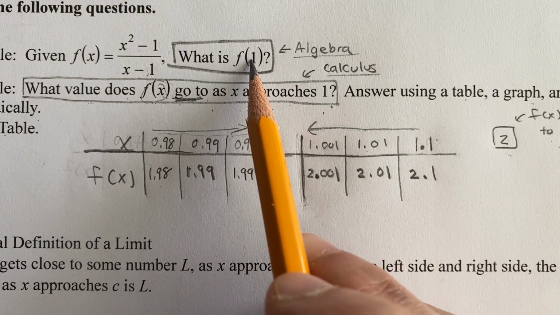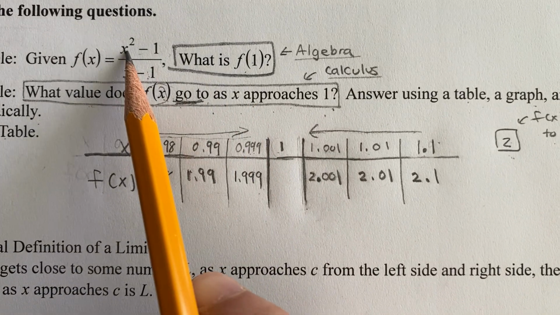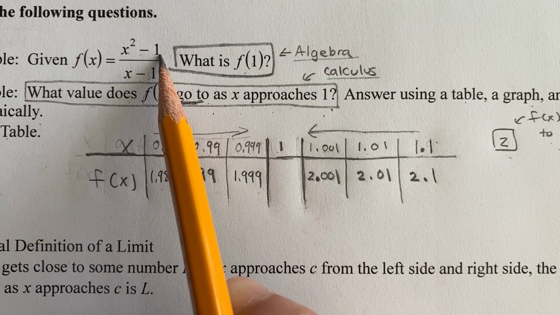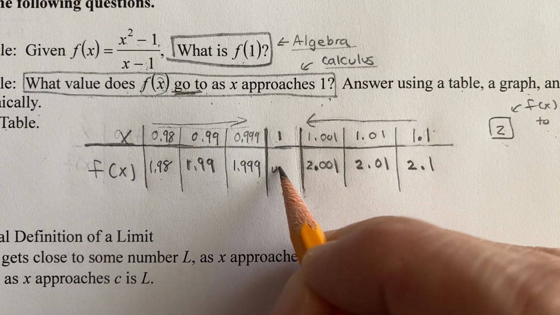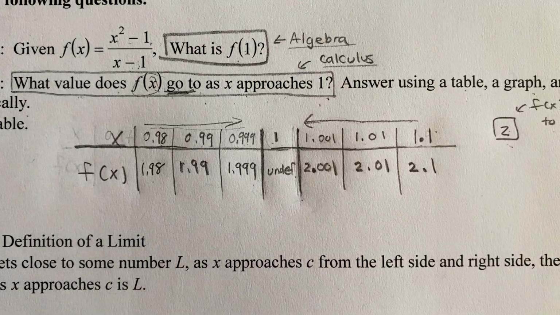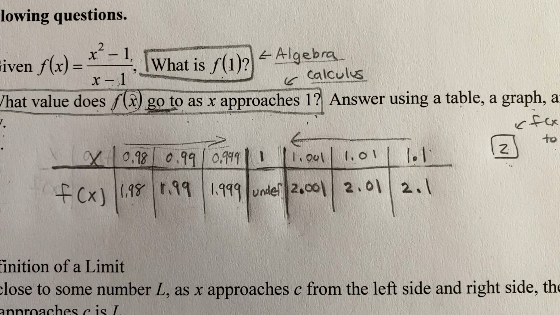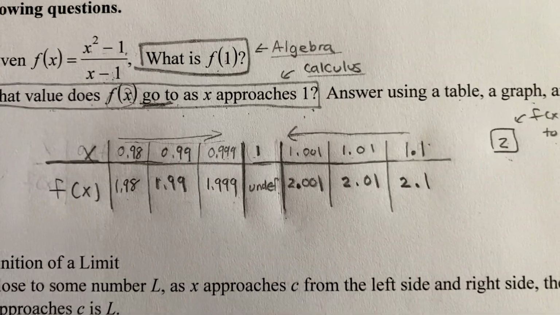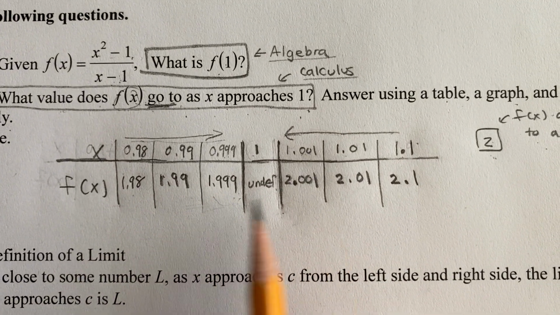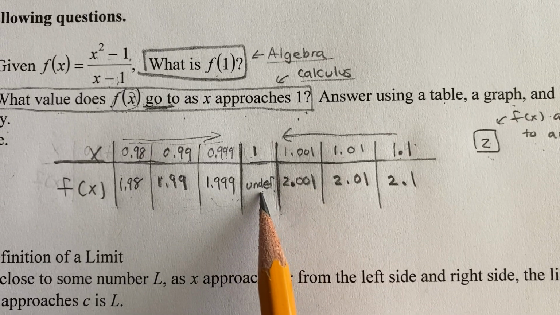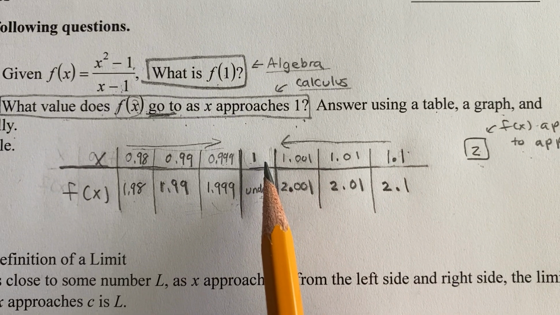Now, to answer the question, what is f of 1? Well, if I ask you the value of f of 1, 1 squared minus 1 is 0, and 0 divided by 0 is undefined. So you don't know the value of f of 1, because it's undefined. But I can say what value y approaches. The y value looks like it's getting closer to 2 if I approach 1 from the left side. Y also looks like it's getting closer to 2 as x is approaching 1 from the right side.